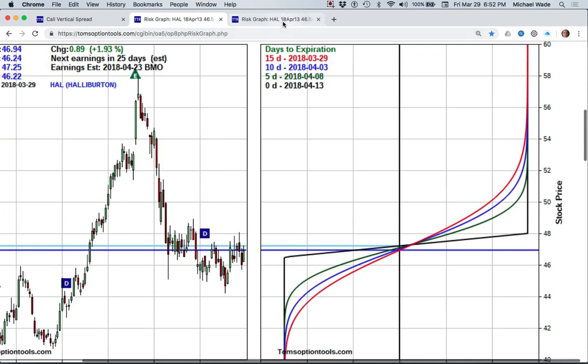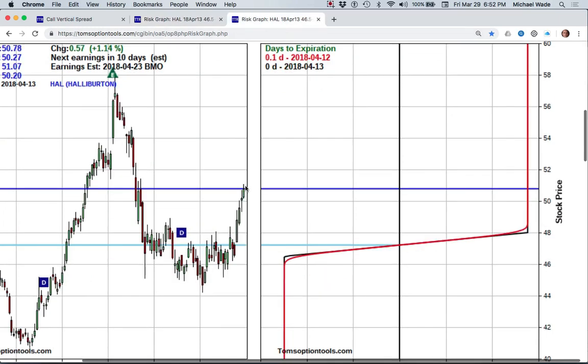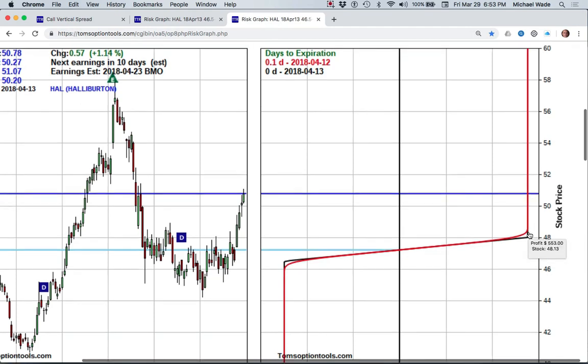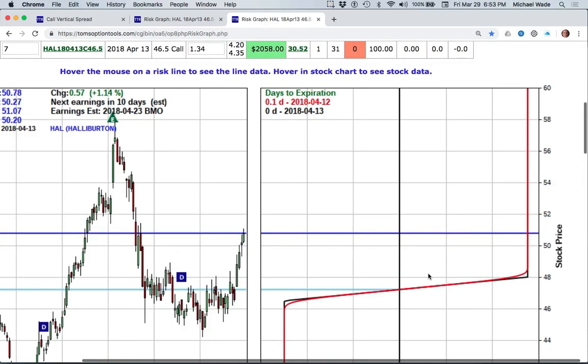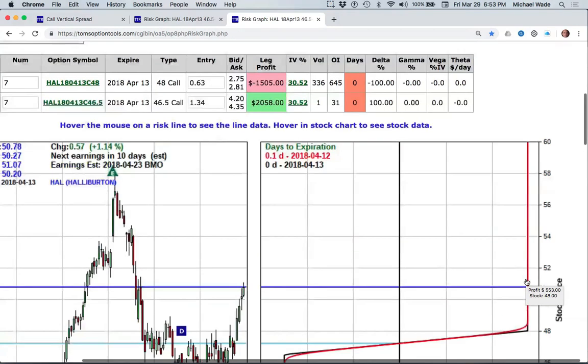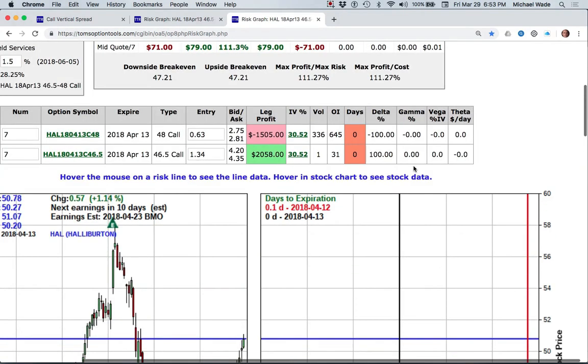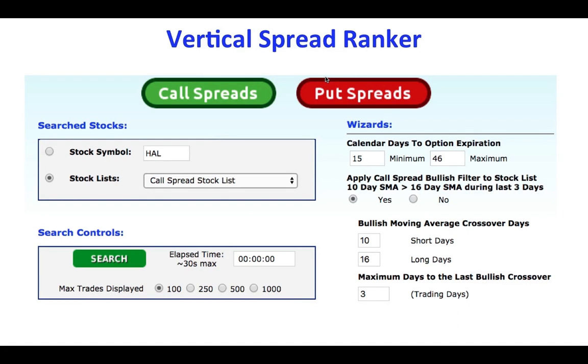What happened in this particular case is the stock took off, and then at expiration, both the short call here at 48, let's make sure of that, 48, and the 46.50 long call, both of them were in the money. The stock price was up here where the blue line is. Both of these options were in the money. We let the whole thing expire for maximum profit to the tune of 111% plus.